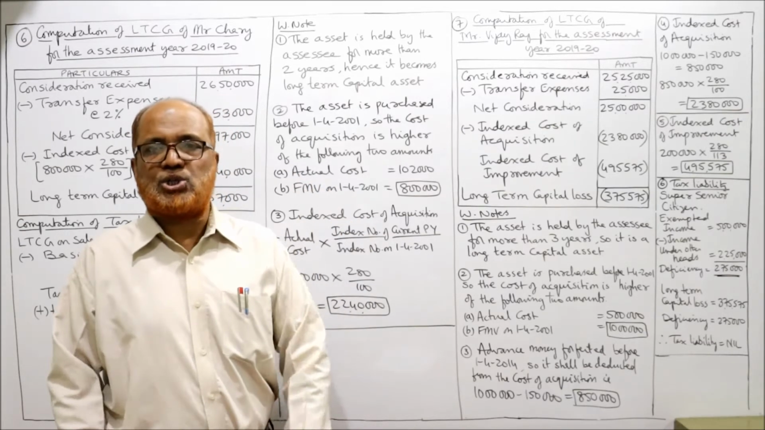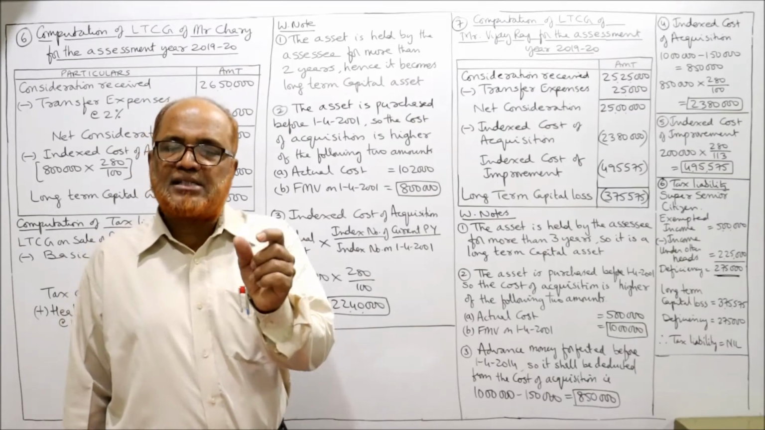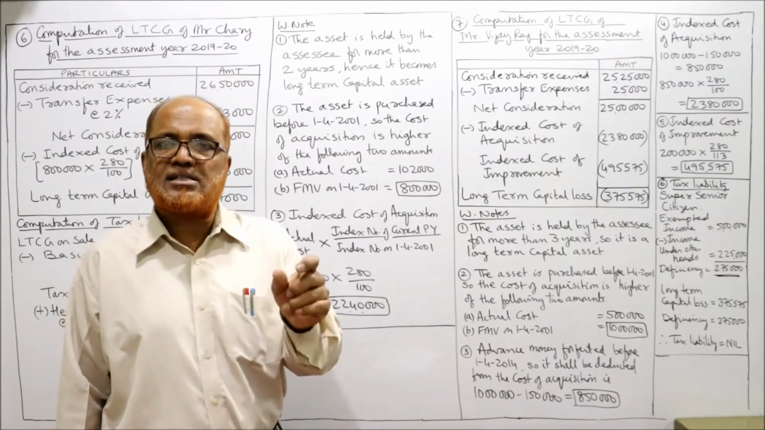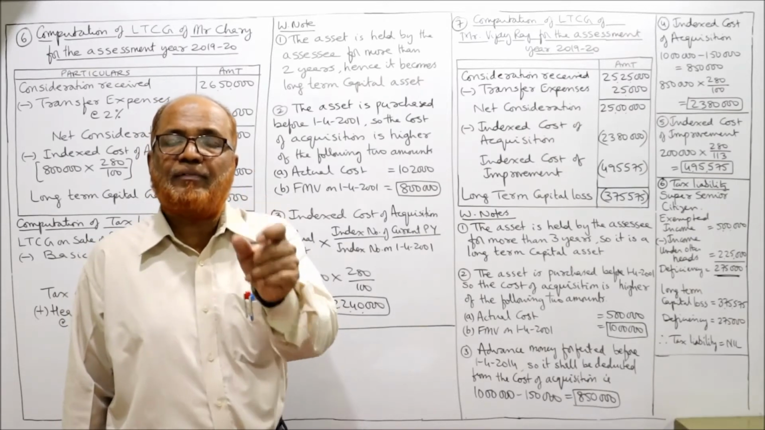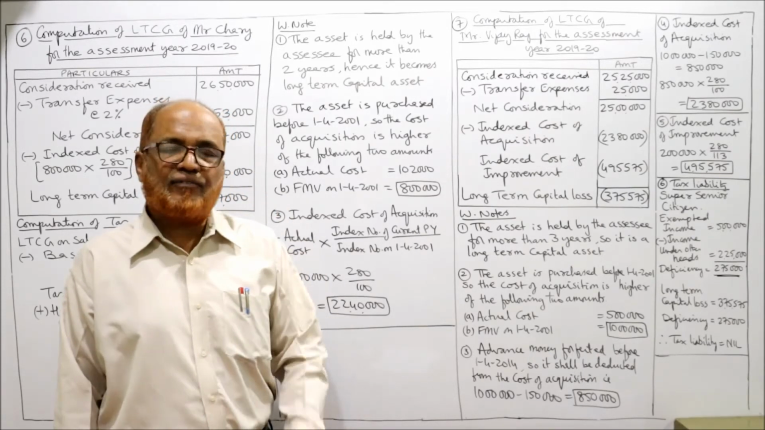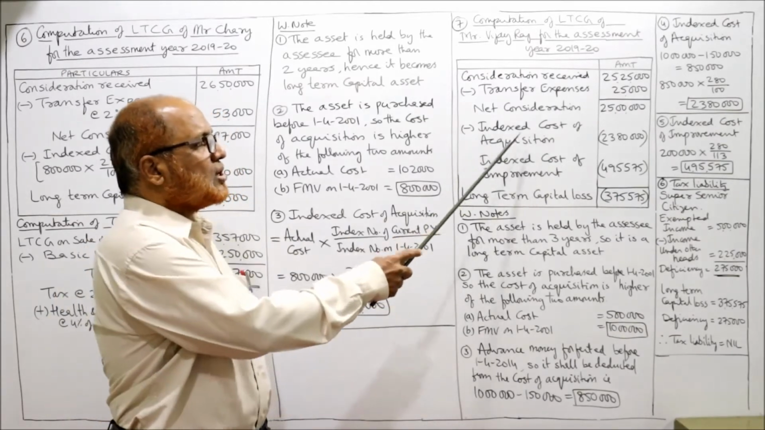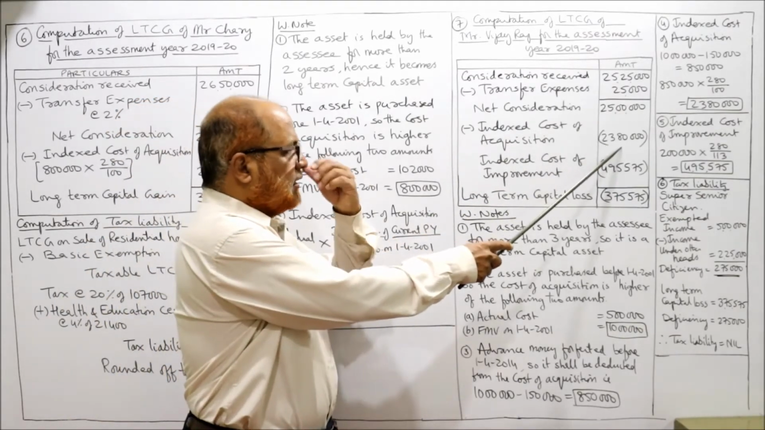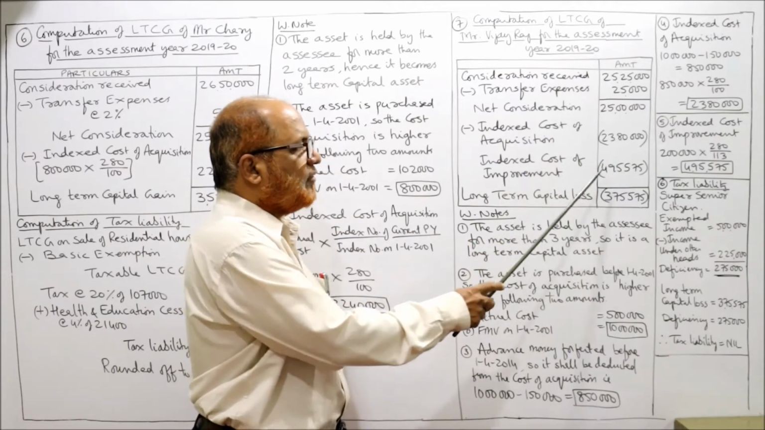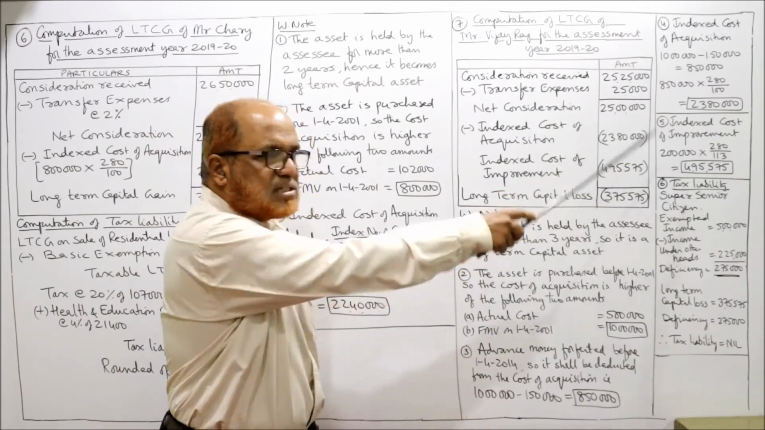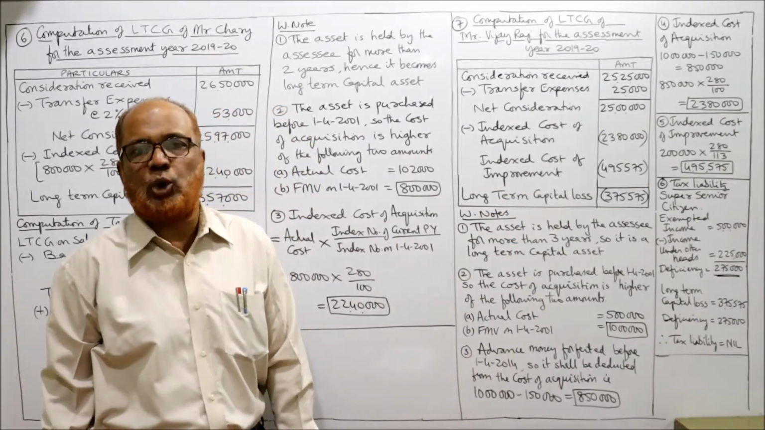Indexed cost of acquisition. Actually, the asset was purchased before 1/4/2001. So SSC has opted for FMV on 1/4/2001. FMV on 1/4/2001 is 10 lakh rupees. So here, indexed cost of acquisition is 23,80,000 and indexed cost of improvement is 4,95,575. Now, how we got these values, I'll explain to you in the working notes.